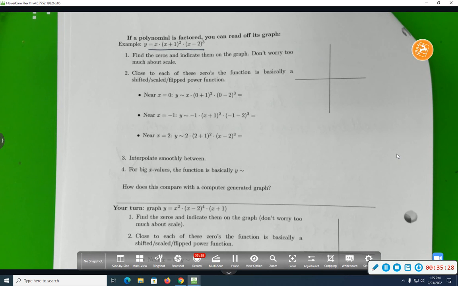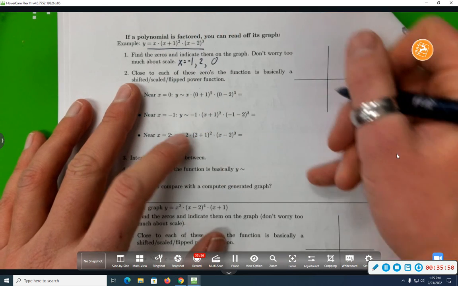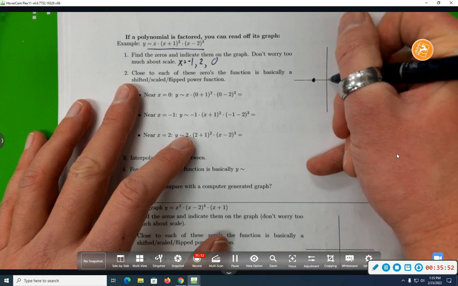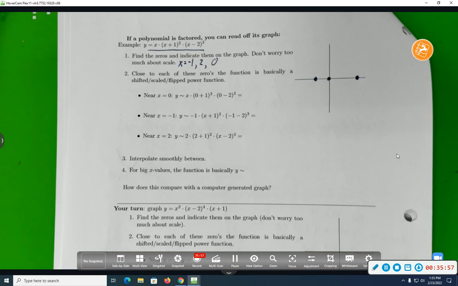So let's first find the zeros. Where is that equal to 0? What x values make that equal 0? Negative 1, 2, and 0. Does that agree? Anyone want that talked about? Okay. Right, it was just each of the factors. Let's draw those: x equals negative 1, x equals 0, x equals 2. I'm not going to worry a huge amount about having consistent scale. I just want vaguely the right structure.